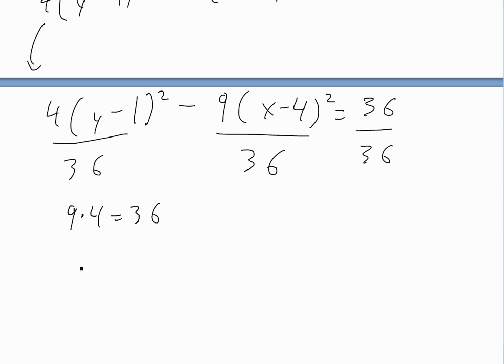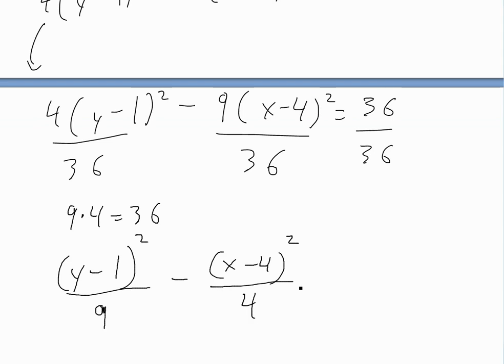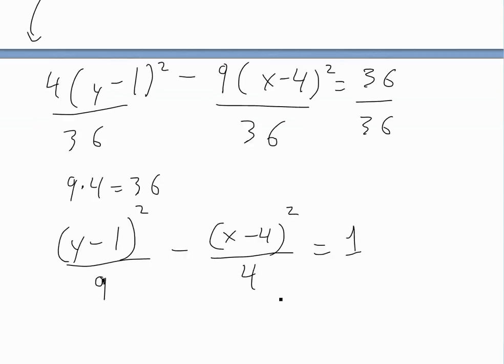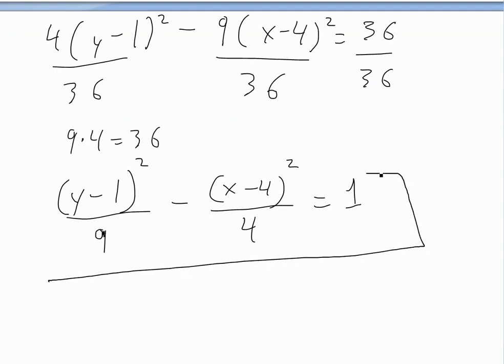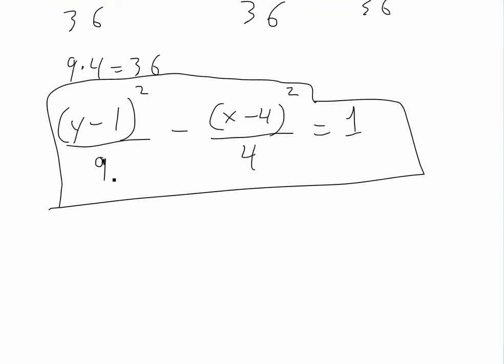So basically we're going to get y minus 1 squared divided by 9 minus x minus 4 squared all over 4 is equal to 1. So there is our equation. This is our equation of the hyperbola.